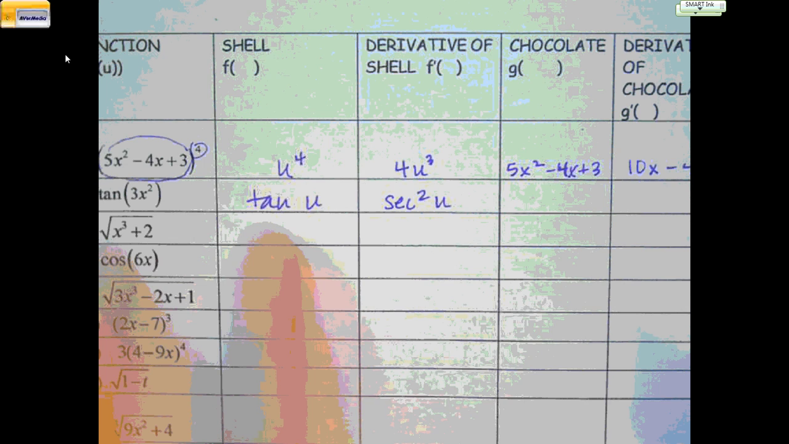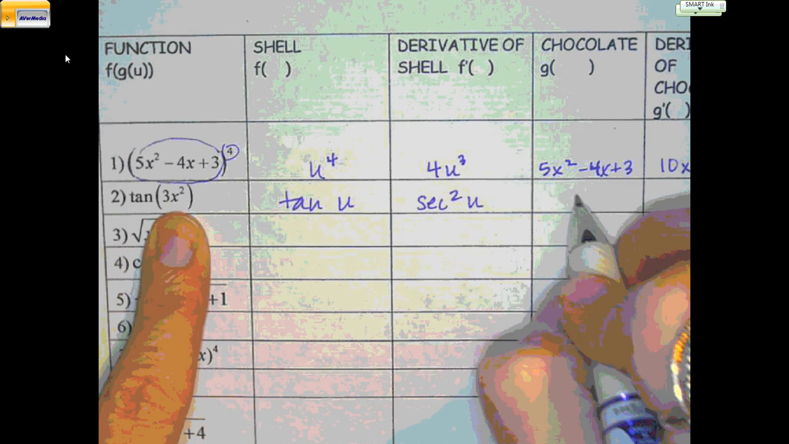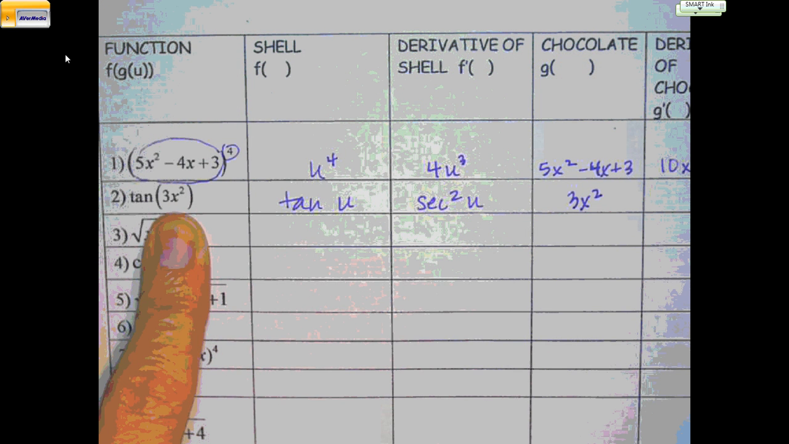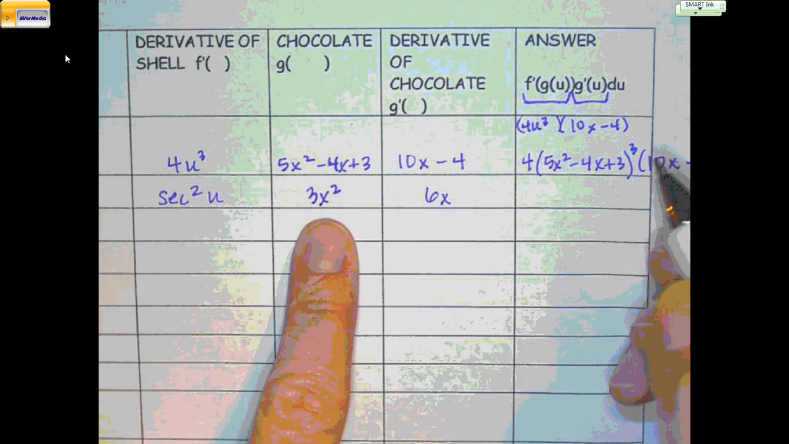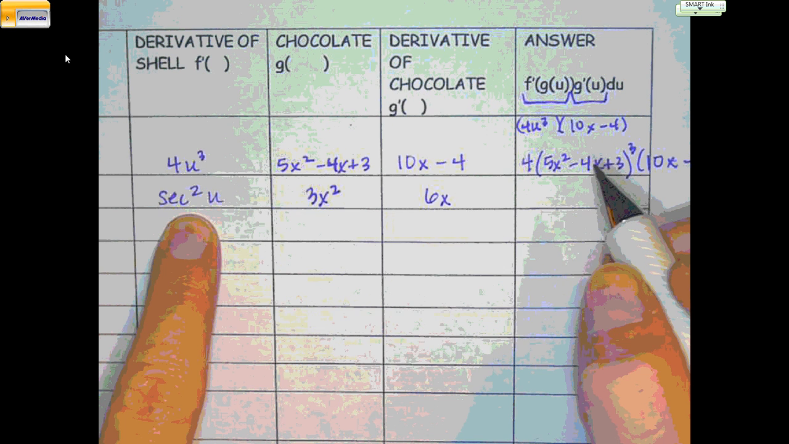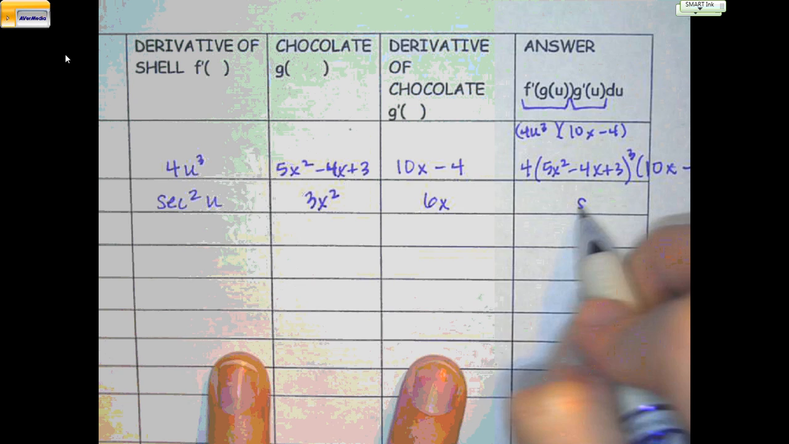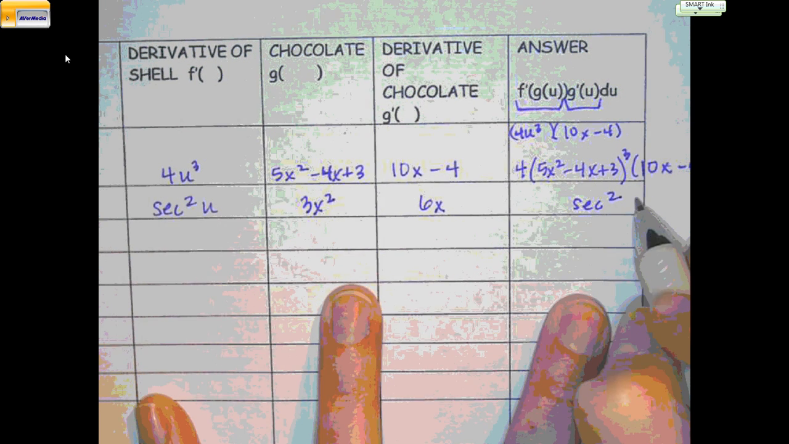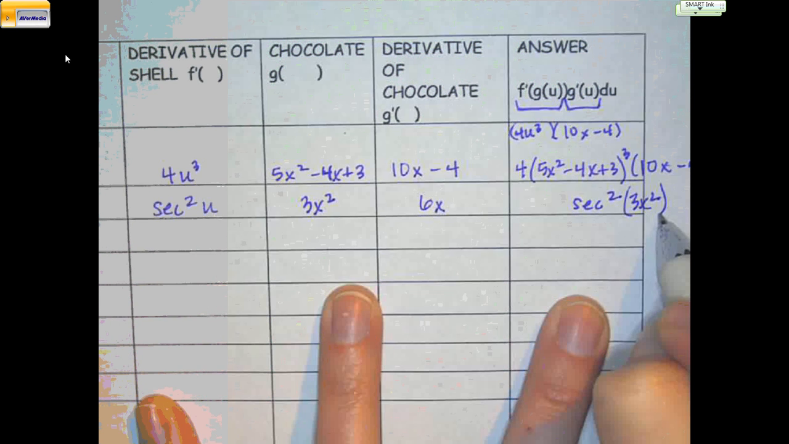All right, the inner function. What was the inner function? 3x squared. That's the function that's inside the bigger function. The derivative of the inner function is 6x. The answer is going to be the derivative of the outer shell, the outer function, times the derivative of the inner function. So I'm going to start to write secant squared u, but instead of u, what should we probably put? What is u? 3x squared. And we're supposed to multiply by 6x.